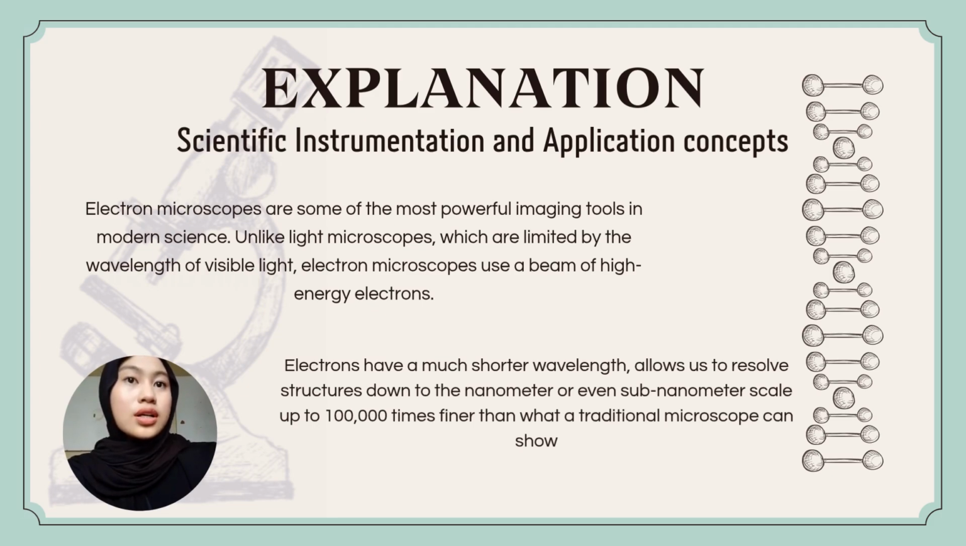Electron microscopes are some of the most powerful imaging tools in modern science. Unlike light microscopes, which are limited by the wavelength of visible light, electron microscopes use a beam of high-energy electrons. Because electrons have a much shorter wavelength, this allows us to resolve structures down to the nanometer or even sub-nanometer scale, up to 100,000 times finer than what a traditional microscope can show.